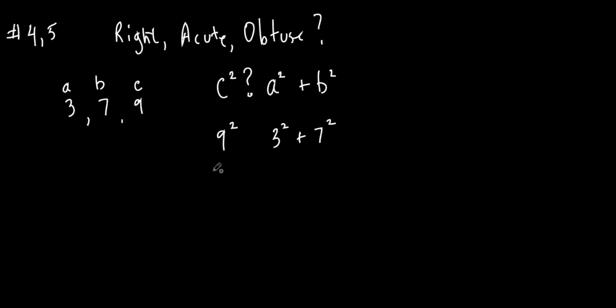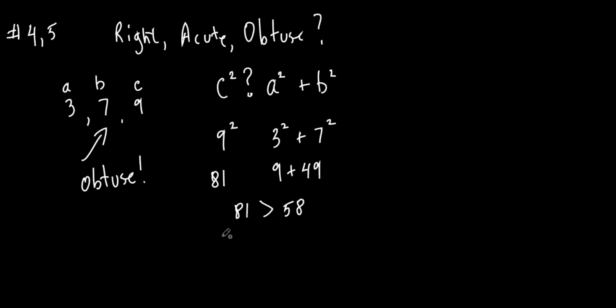What's 9 squared? 81. What's 3 squared? 9. Plus 7 squared is 49. What's that? 58? So I'm comparing 81 to 58. What is 81 compared to 58? It's greater than. So what kind of triangle is this? This is an obtuse triangle.